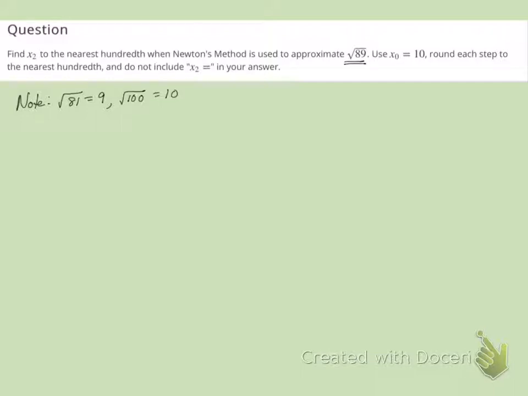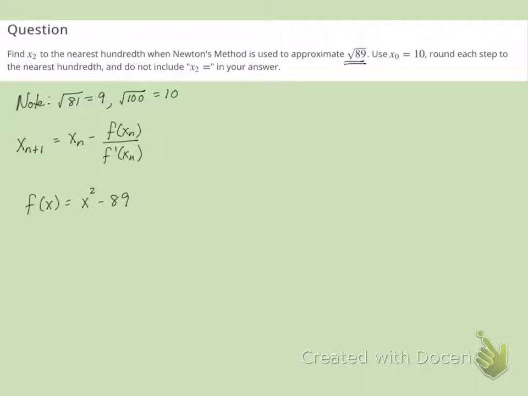So we know that Newton's method tells us that x sub n plus 1 is equal to x sub n minus f of x sub n over f prime of x sub n. And we use Newton's method to approximate zeros. So we need a function where the square root of 89 is a zero of that function. So if we use f of x equal to x squared minus 89, then the square root of 89 will be a zero for this function.